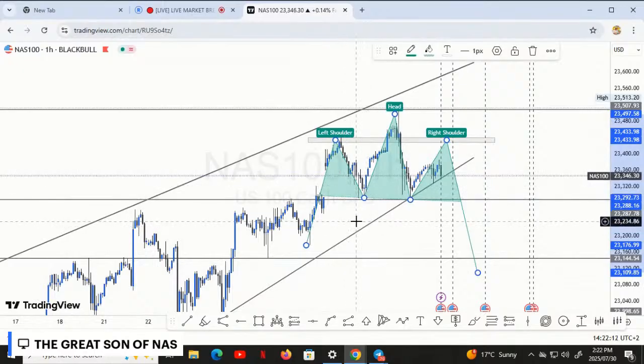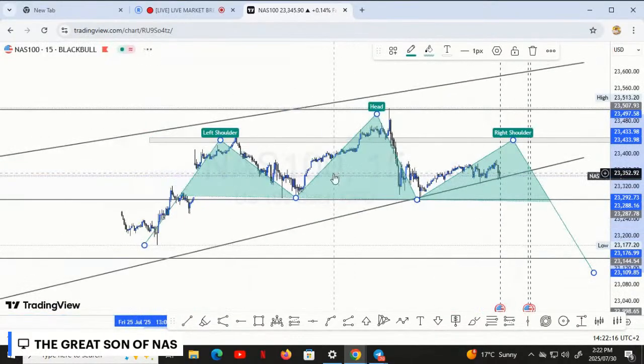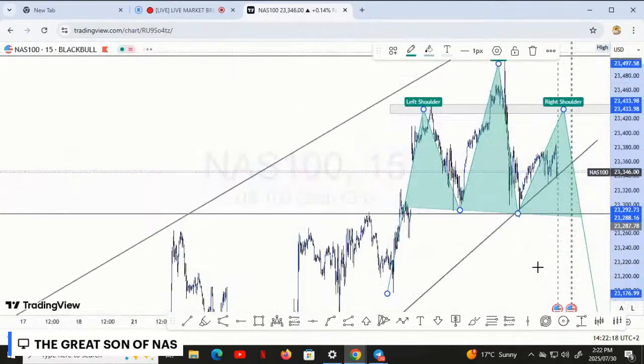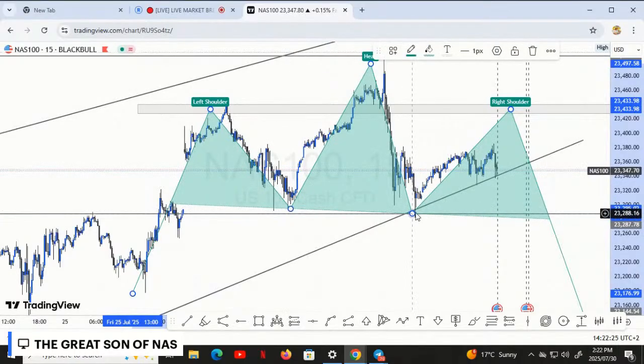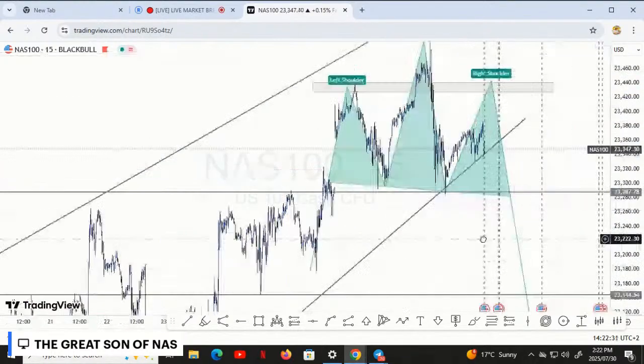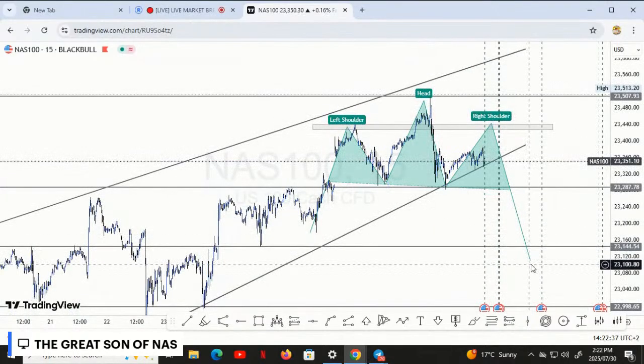Okay, in this one, I'm gonna switch to 15 minutes and see. Okay, you can see this is a proper head and shoulders setup. This is a proper one, guys. This one I think I'm gonna milk it now at New York.